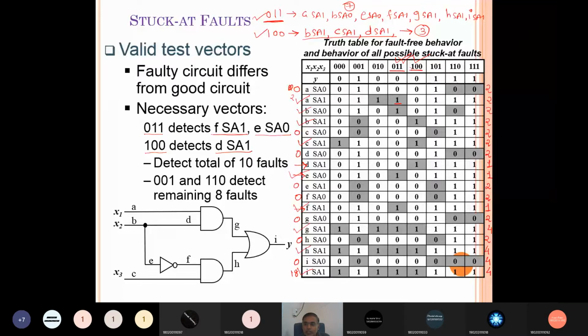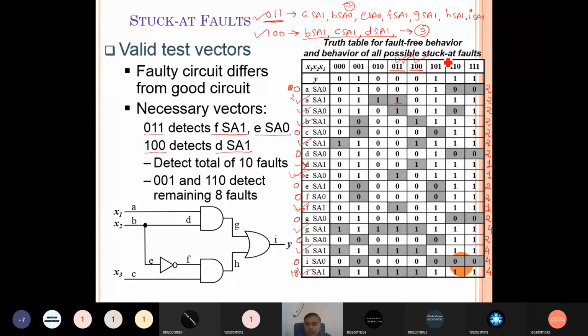So you can see here if we select the 100, it can detect the A stuck at 0 which is undetected, and this D stuck at 0 which is also undetected, and G stuck at 0 is also undetected, and that I stuck at 0 is also undetected. So it can detect 4 undetected faults. Or if you select the 111, then it also detects the same 4 undetected faults, right? So either we can choose 100 or 111, anyone, right?